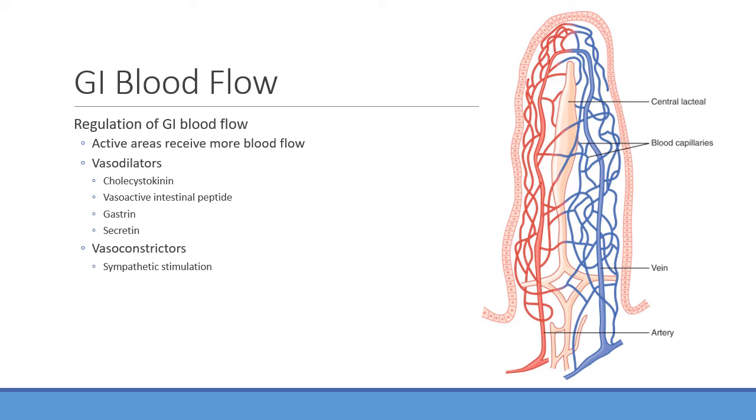But basically, sympathetic activation decreases GI blood flow. That was basically all that tangent was trying to get at.